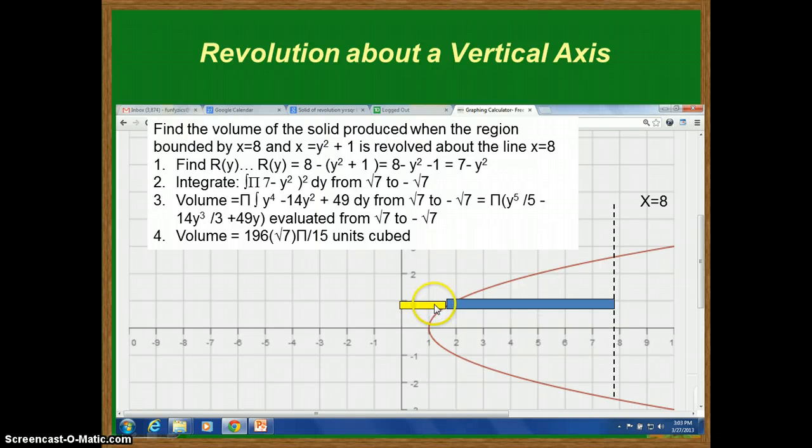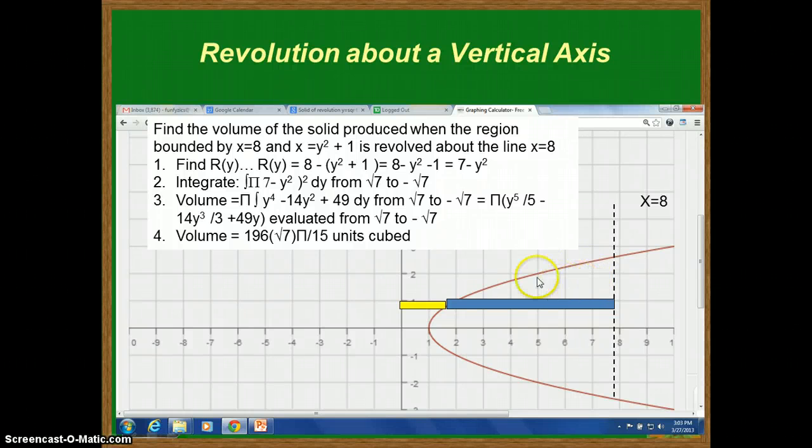So again, yellow plus blue equals 8. I'm going to subtract the yellow, y squared plus 1, and that will give me the blue. That comes out to be 8 minus (y squared plus 1), or doing some simple math, 7 minus y squared. The next thing I need to do is to find the upper and lower bounds of integration.